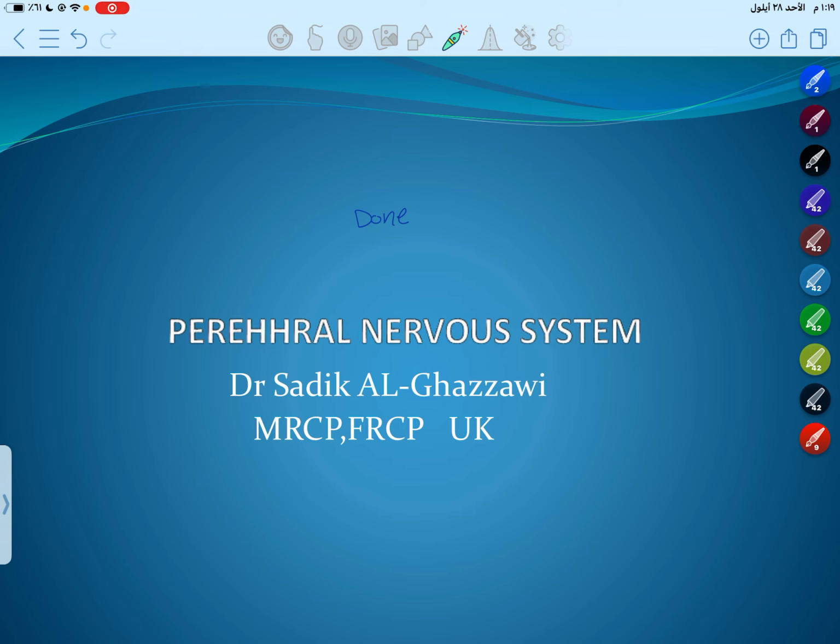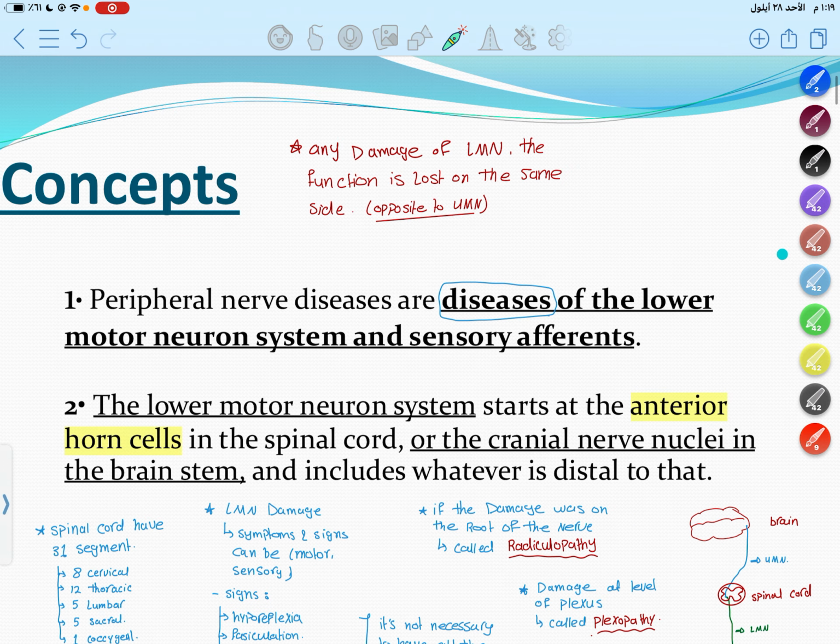And there are general concepts, general features of the peripheral nervous system. Now, the peripheral nervous system, of course, is a disease of the lower motor neuron system. And so the lower motor neuron is involved, starting in the anterior horn cells, and also the cranial nerve.